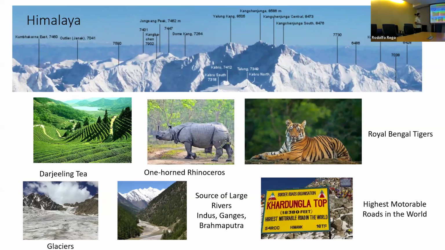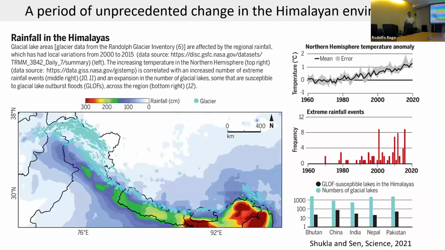There is one more pass, at around 19,500 feet altitude, that has been recently opened. And of course, the one-horned rhino is also famous. So given this backdrop, let me talk about the Himalaya.